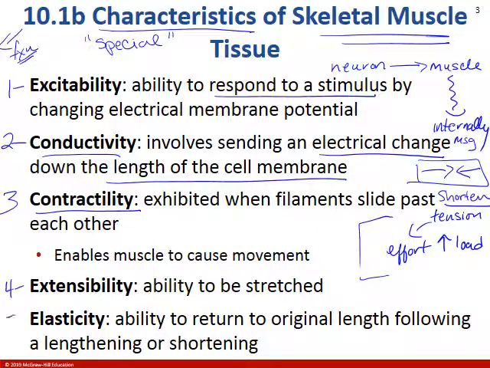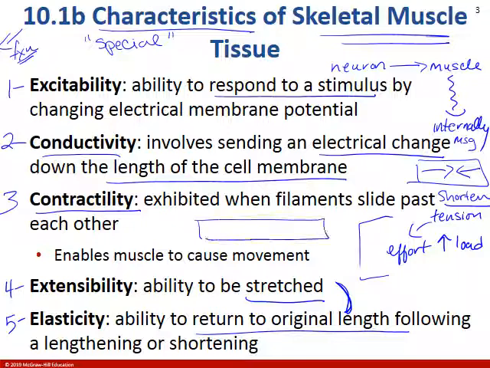The last 2 are more just kind of inherent in the muscle overall, right? Extensibility and elasticity. So what's great about muscle is I can stretch the muscle and then I can return it to its original length. This won't make a lot of sense until we talk about the separate phases. But if you have a muscle that's this long, I can stretch it out a little bit, and then I can contract it a little bit, and it will go back to its original resting length.